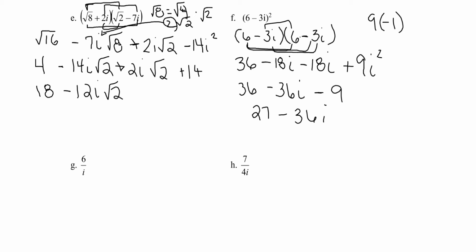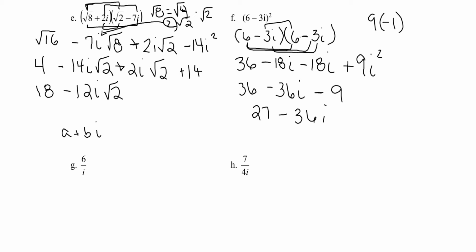Now, for g, you may say, well, this looks like there's nothing I can do. It's 6 divided by i. That is correct, and there's no actual division we can do right now. But they want us to simplify and write our answer in standard form. So our answer has to be in a plus bi form. So to do this, we are going to multiply both the numerator and the denominator by the conjugate of the denominator.